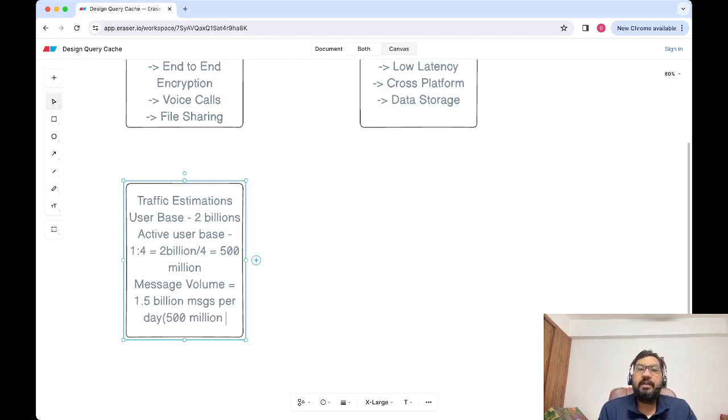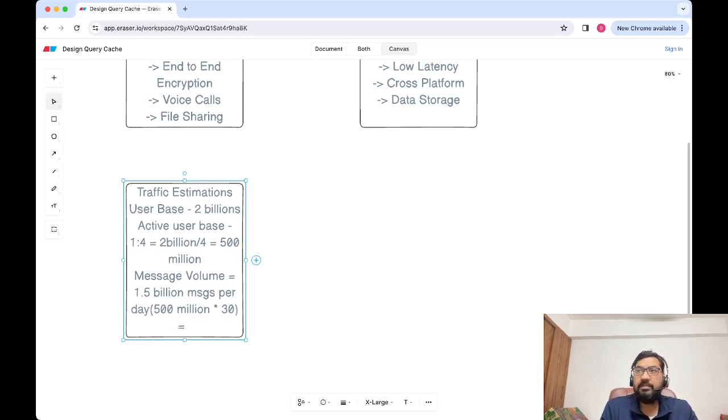and suppose on average, one user sends 30 messages per day. Okay, so this is your active user base. And then we are saying that one user will send 30 messages per day. So then how much it comes out to is, counted out over a year, 5.5 billion messages. Here we are considering an average of 30 messages per user per day. So this is our assumption.